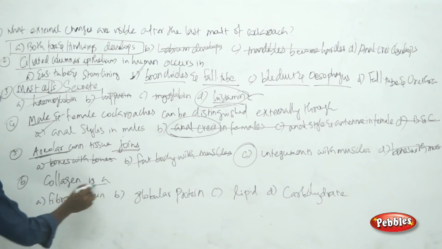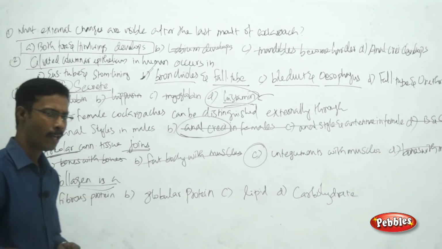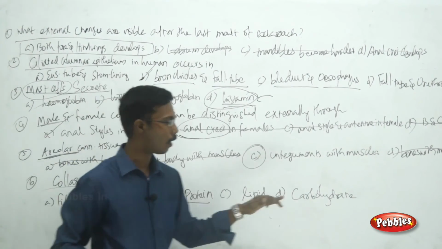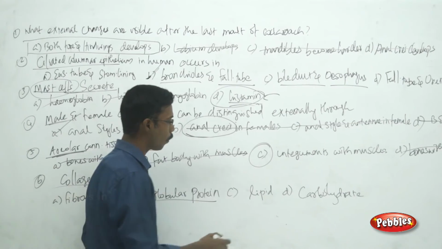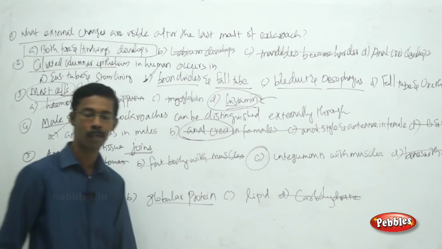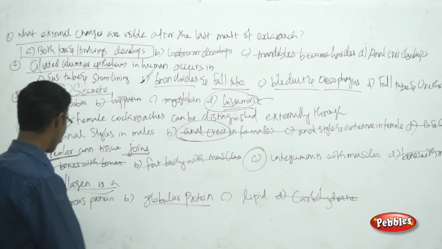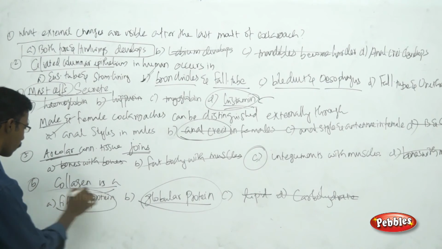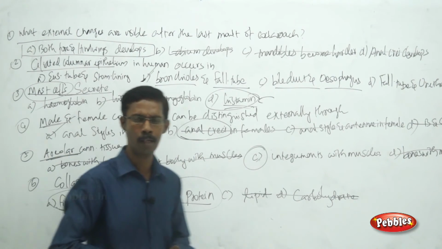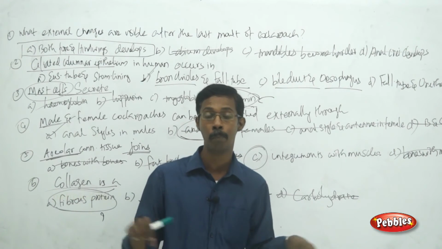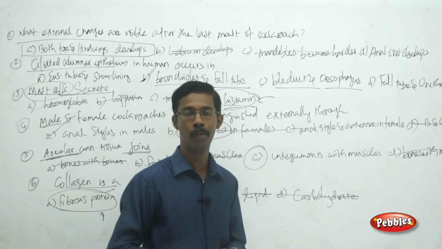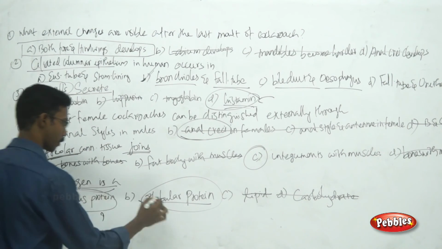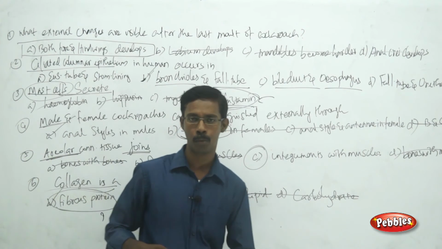And see the last question over here: the collagen. Collagen is a, and there are some choices given: a fibrous protein, a globular protein, lipid or carbohydrate. You may attempt to go for a carbohydrate, but you can easily eliminate the carbohydrate because collagen is a protein. So you can eliminate carbohydrate and lipid, and you have to choose between globular and fibrous. I told you collagen is a part of muscle. They make up the strong fibers or flexible or elastic fibers of the muscle, and they are fibrous proteins.